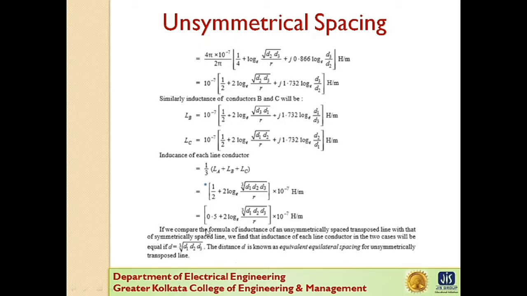Now if we compare the formula of inductance of an unsymmetrically spaced transposed line with that of a symmetrically spaced line, we find that the inductance of each line conductor in the two cases will be equal if d equals the cube root of d1 d2 d3. So d is known as the equivalent equilateral spacing for an unsymmetrical transposed line.